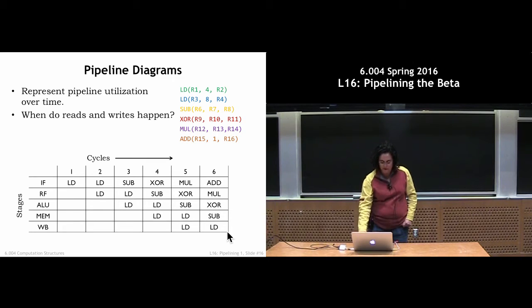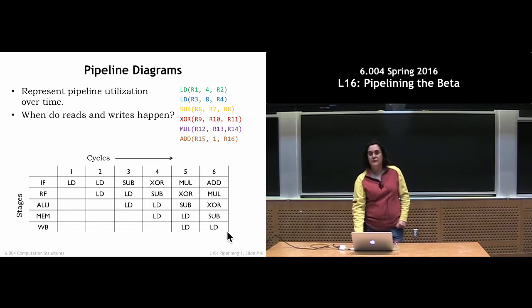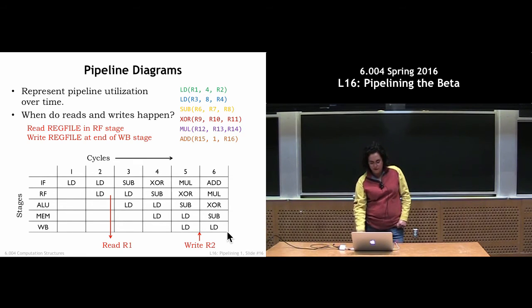Okay, now based on where we put our register file, we can answer this question of when reads and writes happen. The reads happen during our register file stage. We're going to do any read from a register at the point that the particular instruction is in the RF stage. So for example, for the load here, we're reading the contents of register R1, and that's going to be used for our address calculation.